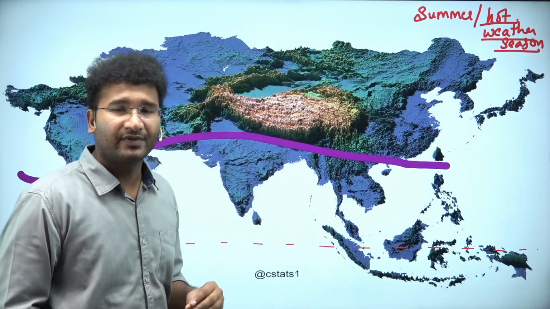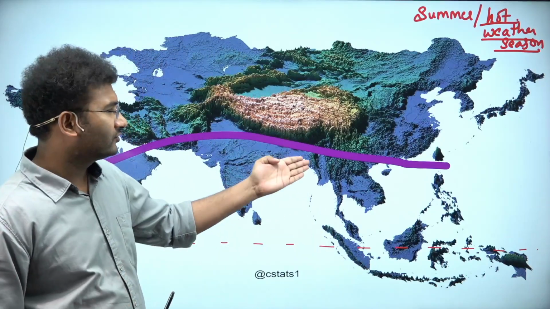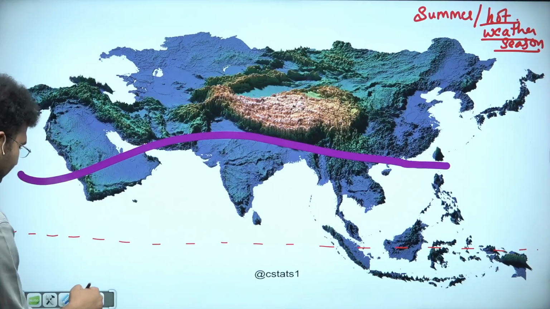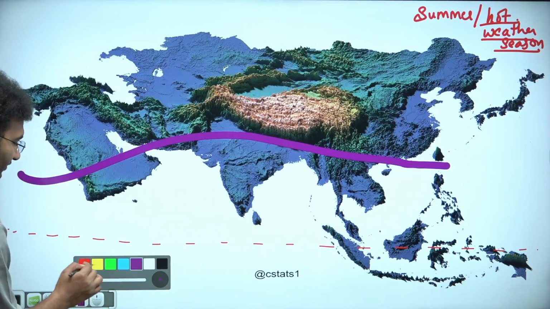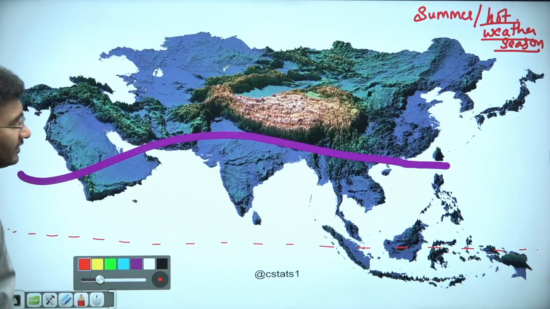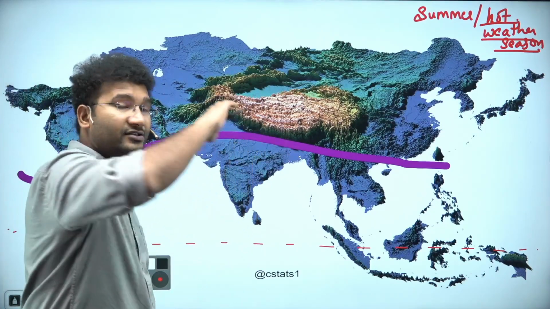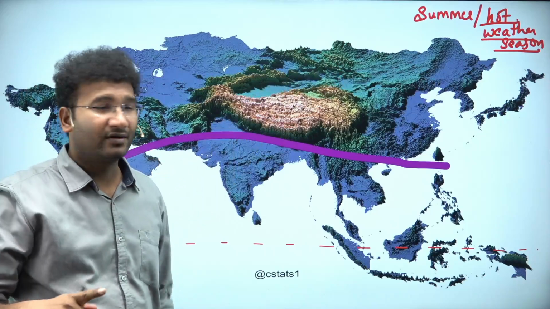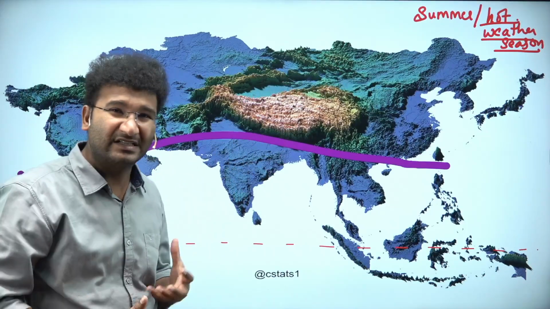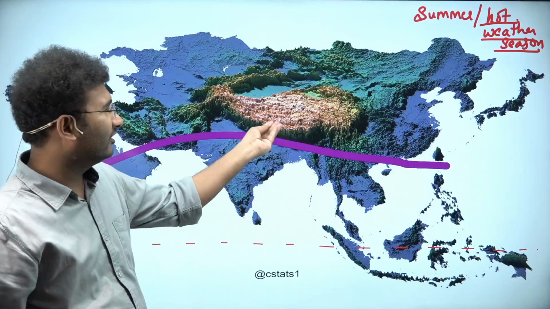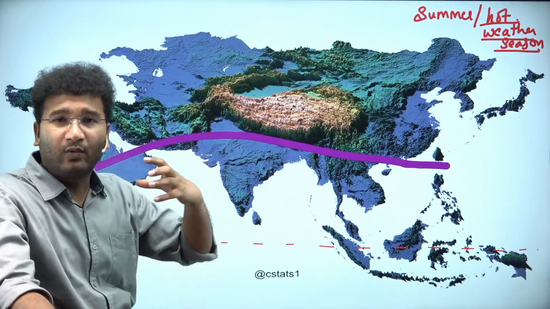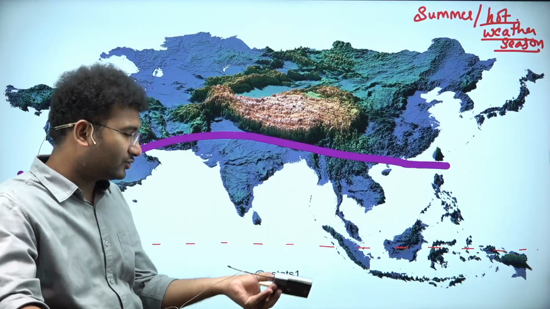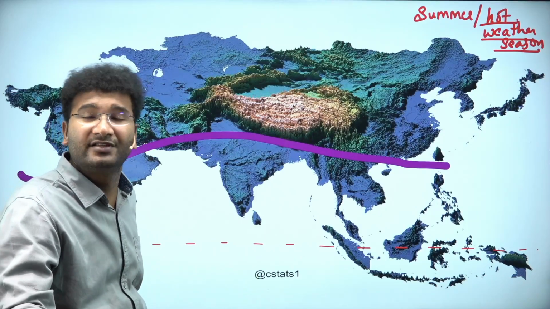Where is your jet stream? The intertropical convergence zone is here. Your jet stream, which is the subtropical westerly jet stream, is present north of the Himalayas. But this is your summer, right? During the months of summer, what happens to the Tibet? The Tibet heats. Look at the height of the Tibet, it is 4 kilometers. Once the Tibet heats, the heating will be so extreme that it is going to be the heat engine of the world.